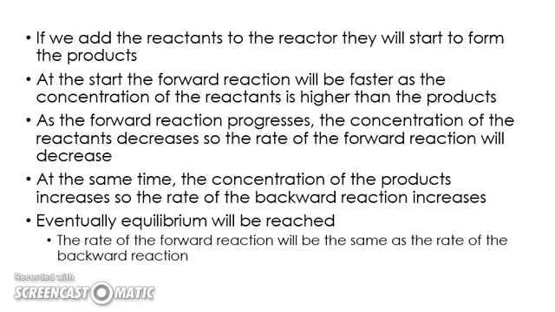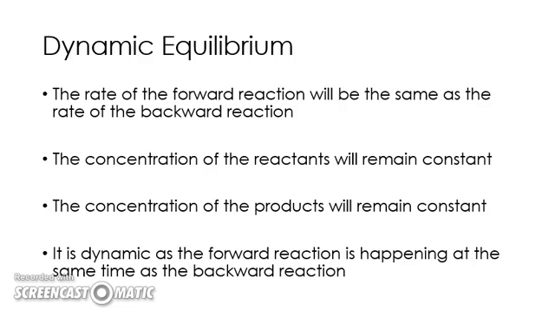So the rate of the forward reaction is going to be the same as the rate of the backward reaction. And we call this situation dynamic equilibrium. So as I've said, the rate of the forward reaction is going to be the same as the rate of the backward reaction. And this means the concentration of the reactants is going to remain constant, and the concentration of the products will remain constant.